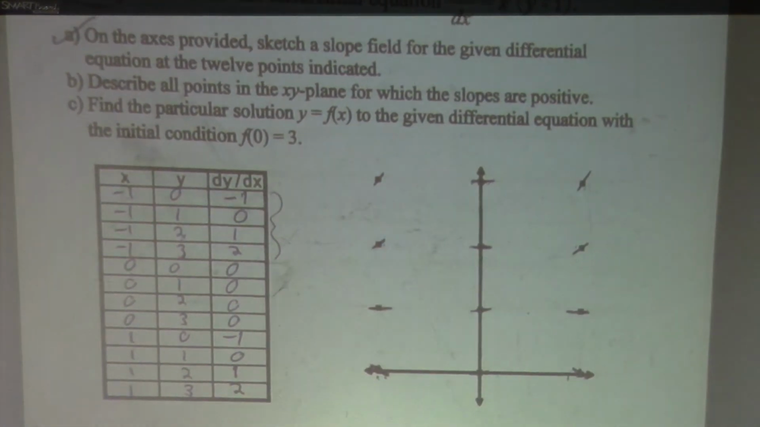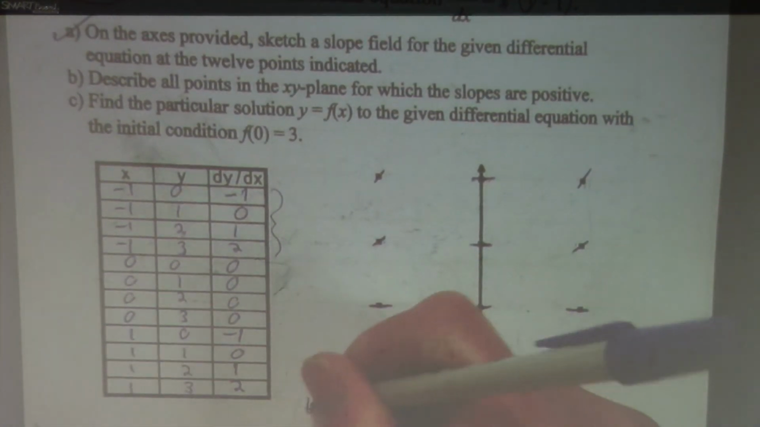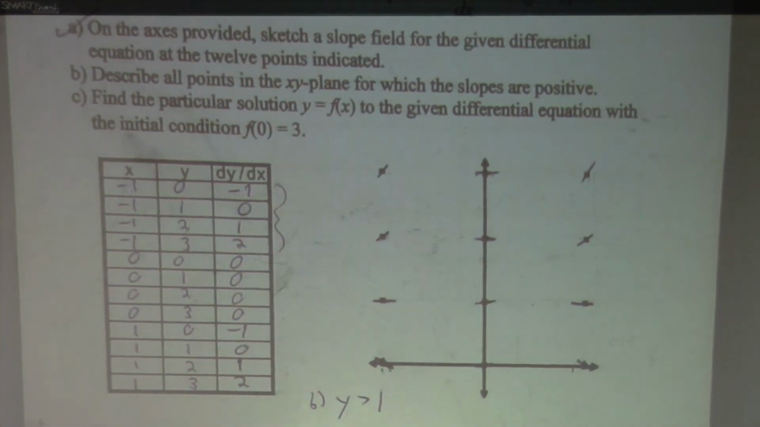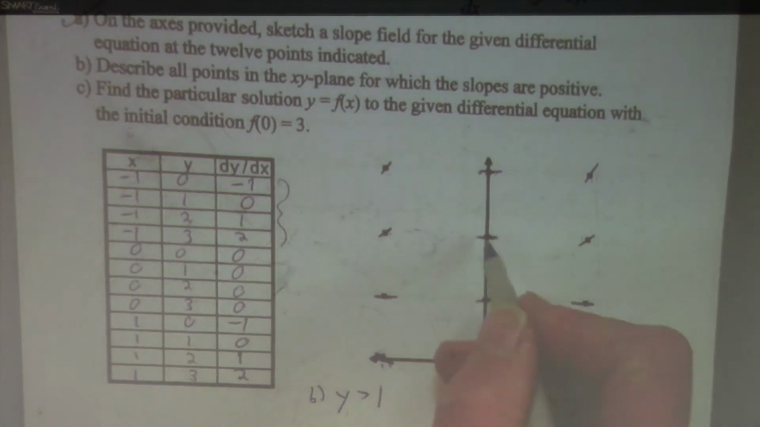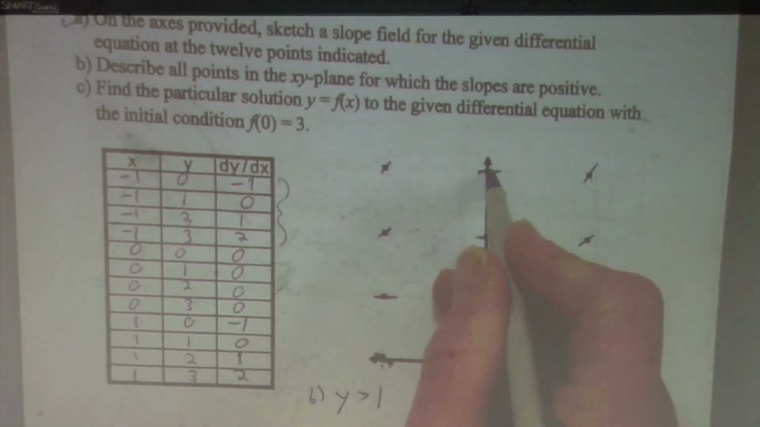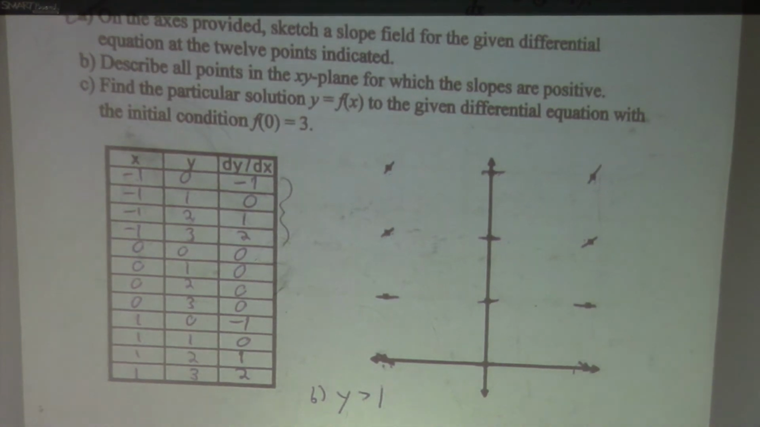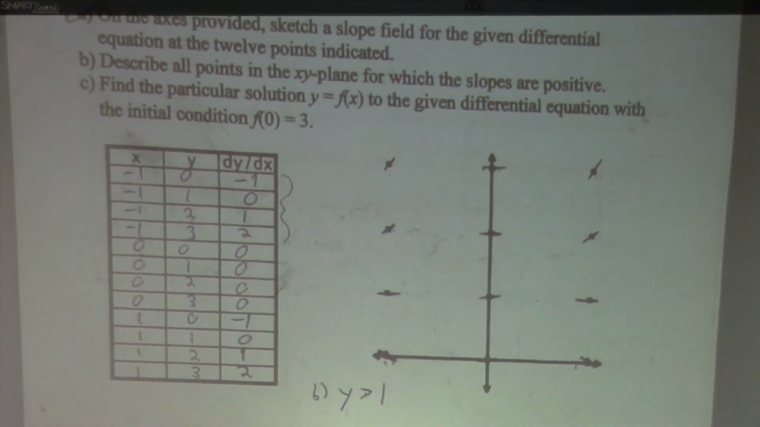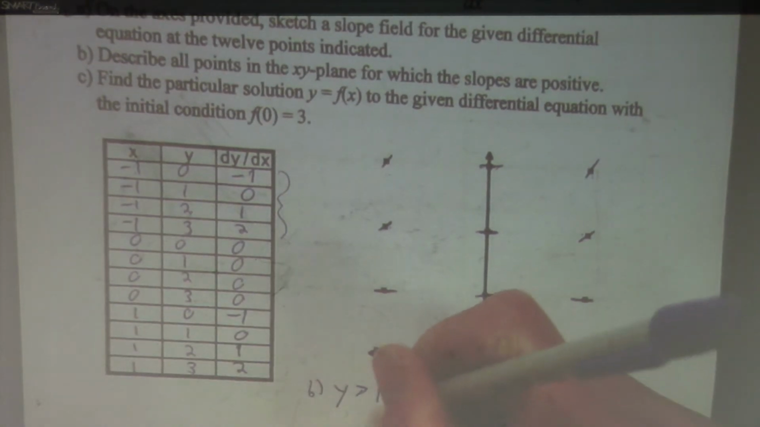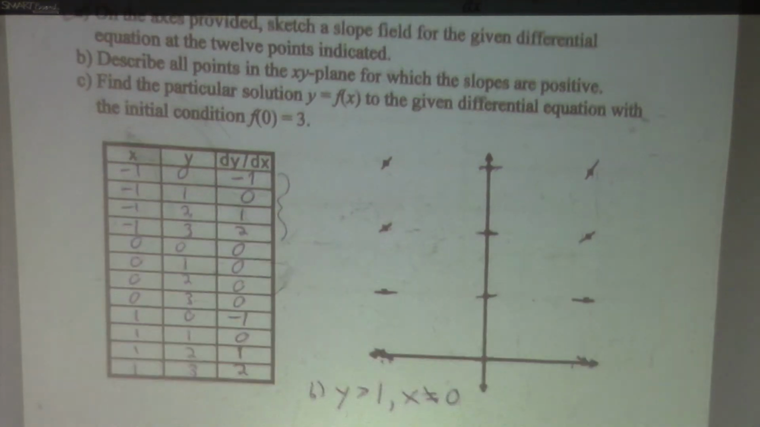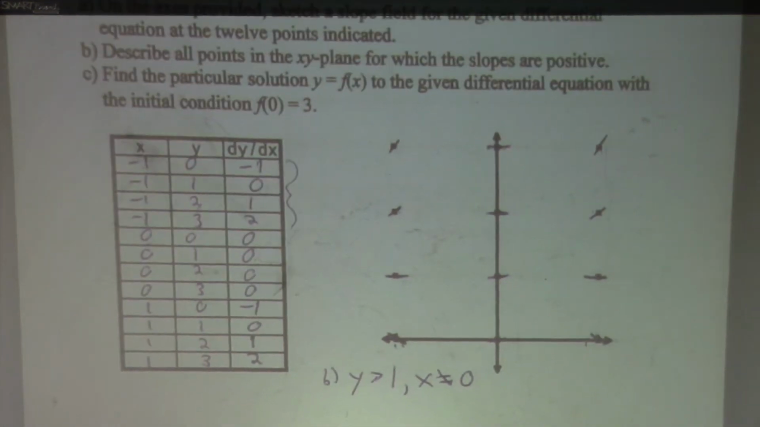So I want to say that I have positive slopes for part B when y is greater than 1, but I need to make a stipulation because when x is 0, that's not true. When x is 0, I still have horizontal tangents. So I'm going to say that we have positive slopes when y is greater than 1, however, when x is not equal to 0. Something like that would be sufficient for the AP reader.